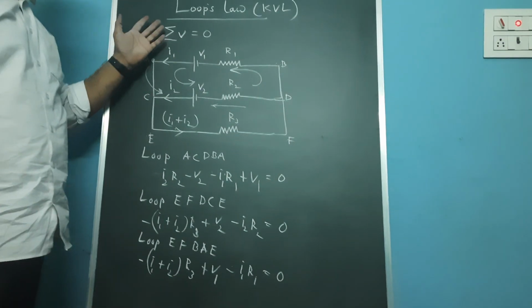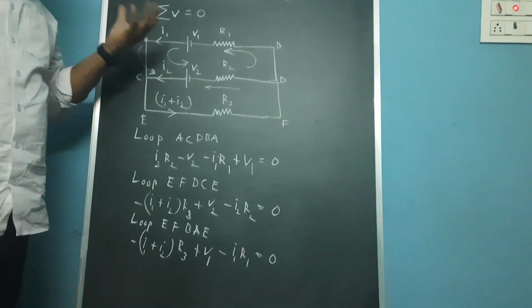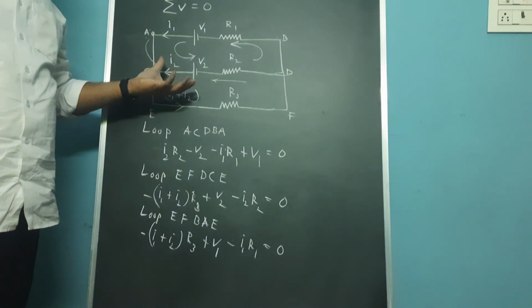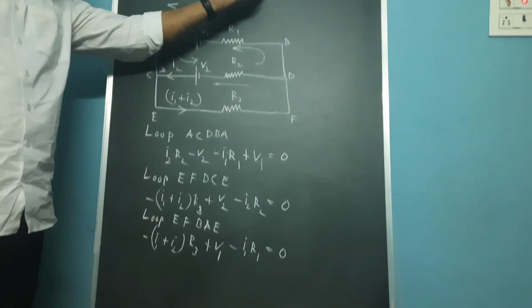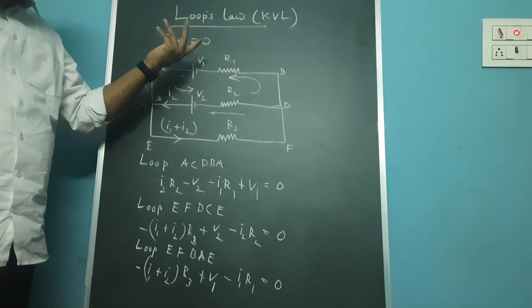Children, it is Loops law. Very easy. You can solve many problems based on Kirchhoff's Loops law, which is also known as Kirchhoff voltage law. Bye children, see you.